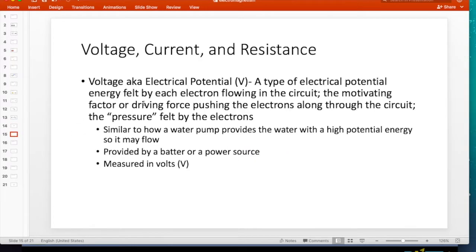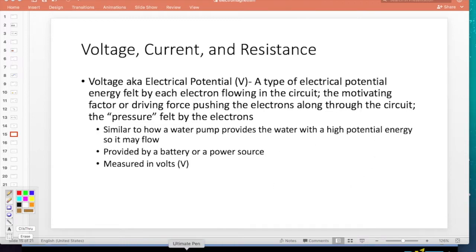That is what voltage does. It gives the electrons a motivation, a driving force to push them along through the circuit. Voltage is always provided by some power source or some battery. You have to spend energy to pump those electrons up. Your battery, your power source will give that to you. And we measure it in a unit known as volts.